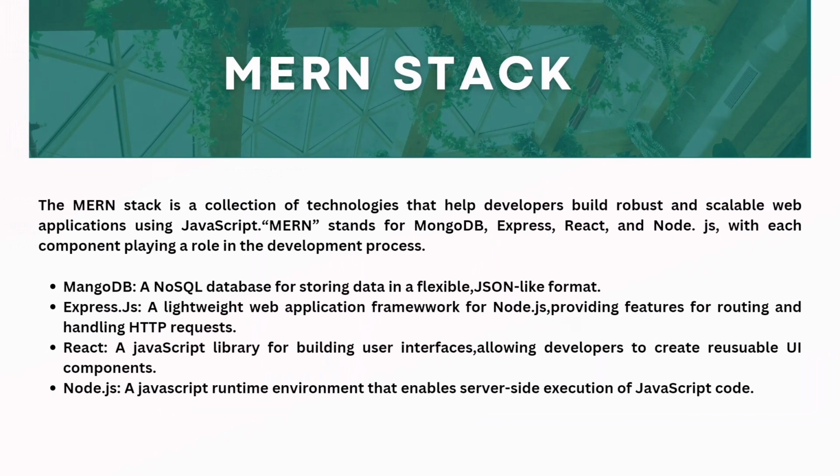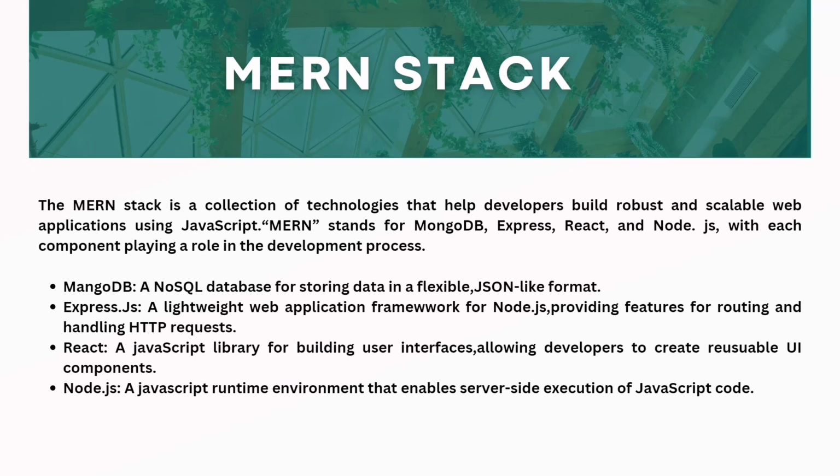MERN Stack. MERN Stack is a collection of technologies that help developers build robust and scalable web applications using JavaScript. MERN stands for MongoDB, Express, React, and Node.js. We shall see about this. MongoDB. MongoDB is a NoSQL database where each record is a document comprising key value pairs, which is similar to JSON, JavaScript Object Notation objects. It is flexible and allows its users to create schema, database, tables, etc.